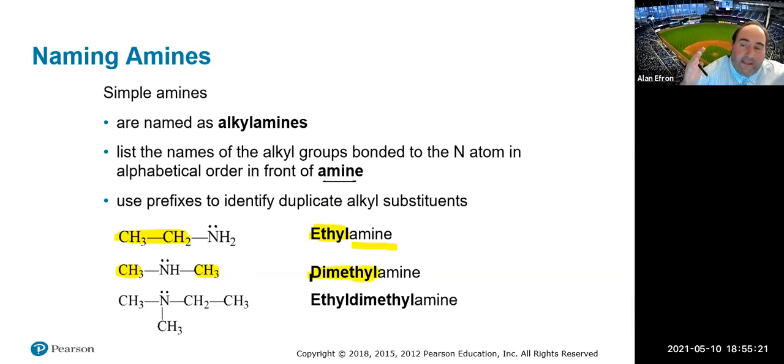This is kind of like the ethers, where you go to the oxygen, go to the left, go to the right, and you do your groups attached there in alphabetical order. Here we have to the left a methyl group, and an ethyl group, and that is ethyl dimethylamine. Remember, alphabetical first letter, not prefix, so that's why the E came before the M in this particular case.